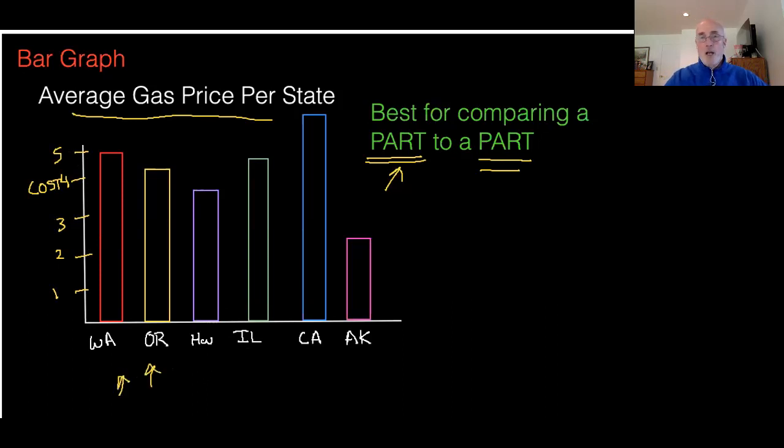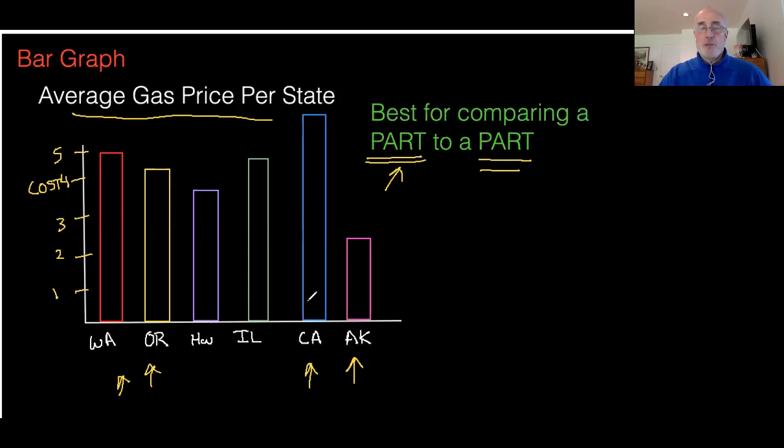All right. I can look at this chart, and if somebody asks you, well, which part, or state in this case, is the most expensive compared to the other parts, states, okay? You can look right over here at the blue one and go, well, gas is the most expensive in that state compared to the other states. Which state has the cheapest gas? Well, it looks like Alaska here in the far right has the cheapest gas.